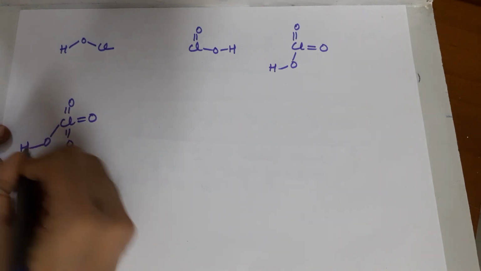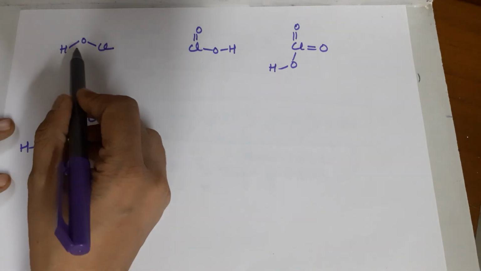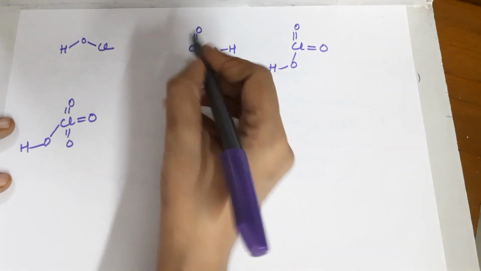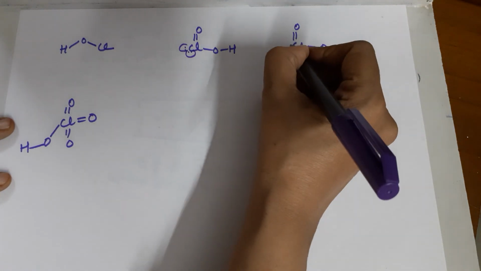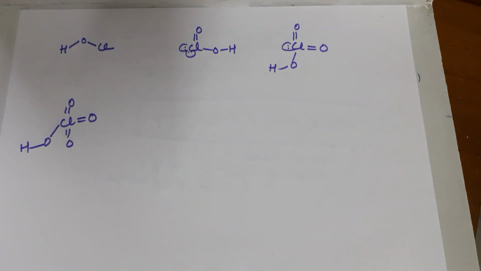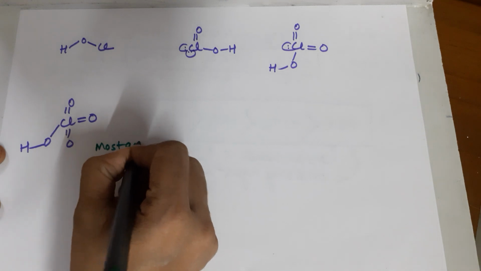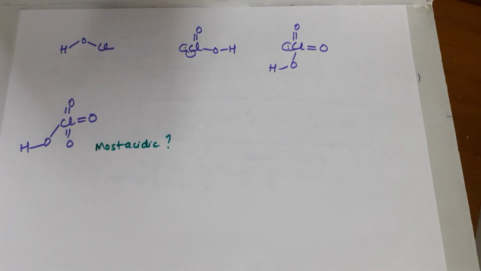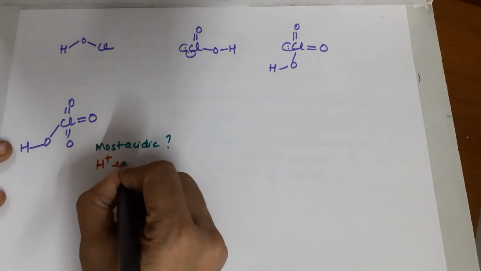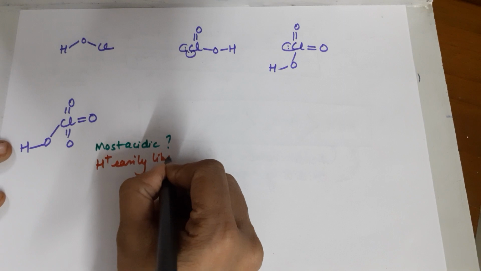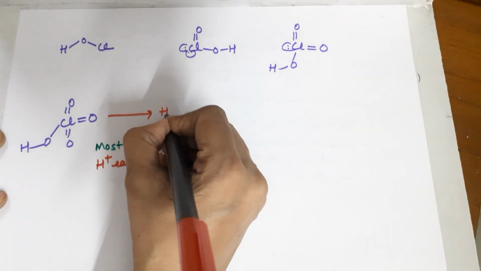So these are the structures of HOCl, HClO2, HClO3 and HClO4. Here you have Cl using 3 electrons, so it is left with 2 lone pairs of course. Here it has used 1, 2, 3, 4, 5 electrons, so 1 lone pair, here nothing. Now why is this most acidic? Why do we make this the most acidic one, which means H positive is easily liberated from this. The reason is, let's say this loses an H positive.